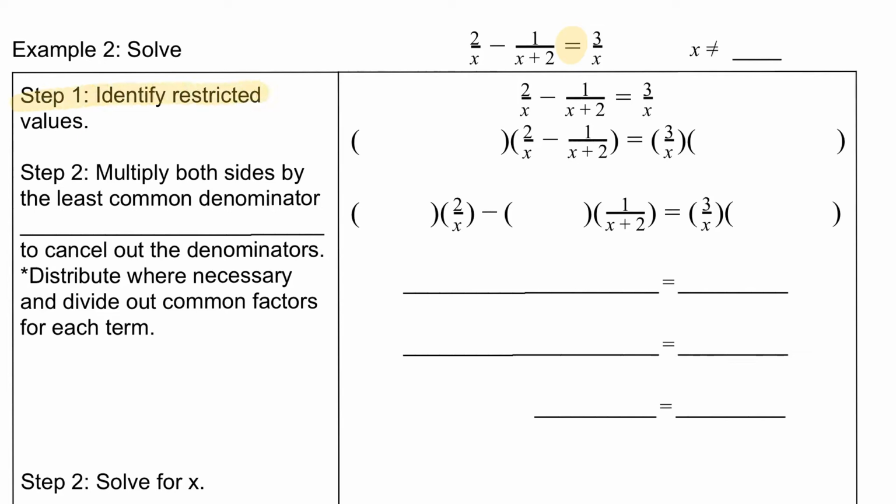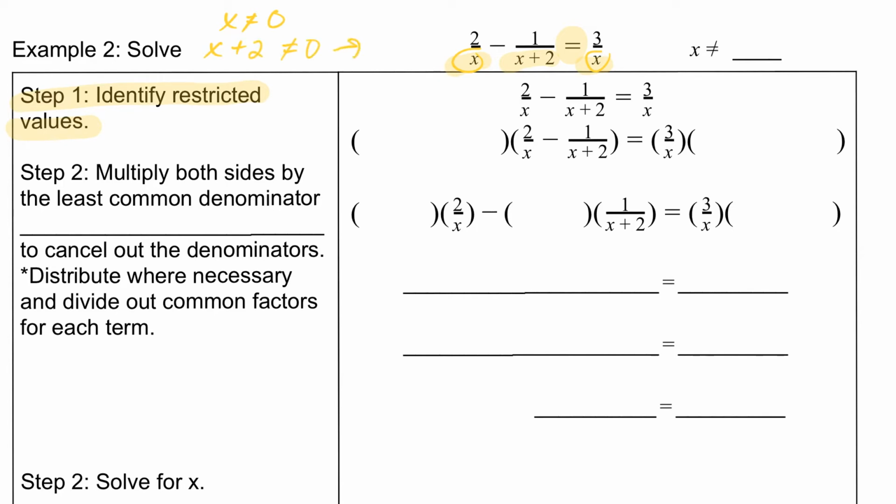Step 1 is to identify restricted values. We always want to do this as soon as possible because if something cancels out or we forget later, then we're not going to include them, or we're going to include the wrong restricted values. So just like with adding and subtracting before, we want to look at all our denominators because they cannot equal 0. So we have x can't equal 0 from both of these x's, and then we also have x plus 2 not equal to 0.